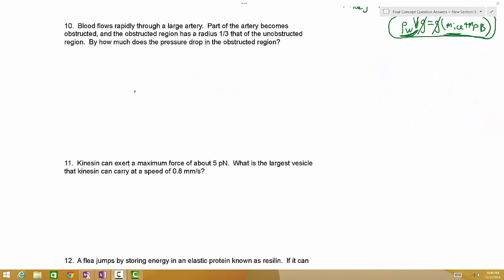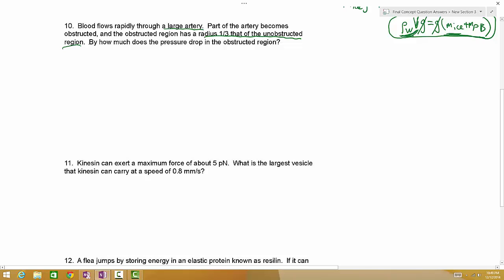Okay, so 10. Blood flows rapidly through a large artery. Large meaning that it's probably not viscous. Part of the artery becomes obstructed, and the obstructed region has a radius 1/3 of that of the unobstructed region.